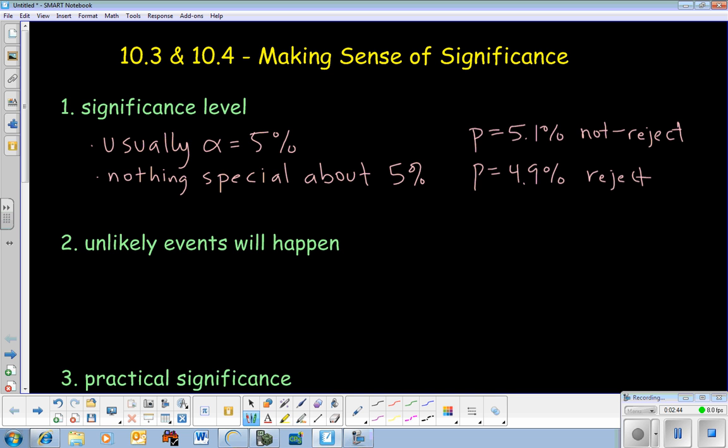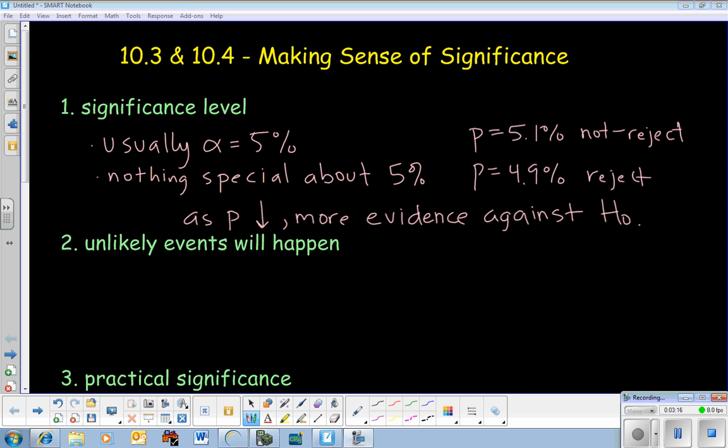I'd like to read a sentence in your book. The way they say it is this: there is no sharp border between significant and insignificant, only increasingly strong evidence as the p-value decreases. So as p decreases, we get more evidence against the null hypothesis. Okay, so just keep that in mind.